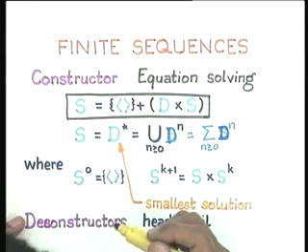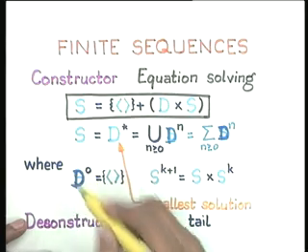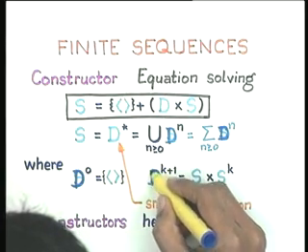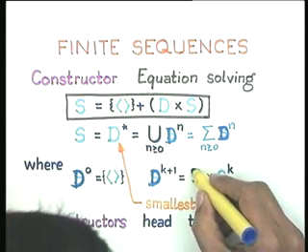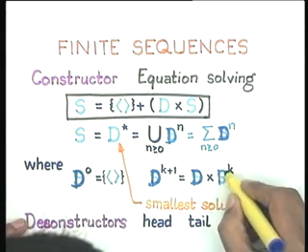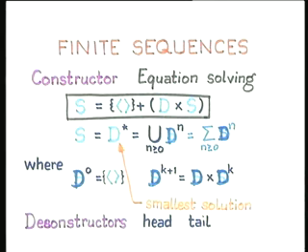Okay, where D naught is the empty sequence, D(k+1) is D cross Dk. Yeah, so I hope that clarifies the matter, right.